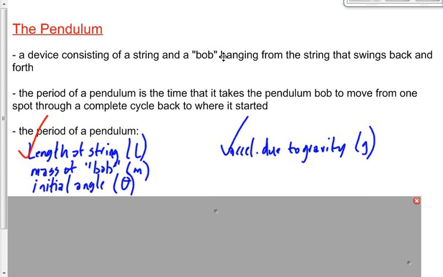Why not? Boy, it seems so logical. That seemed like the obvious one that would have an effect. But yet it doesn't have an effect. Javi, why doesn't it have an effect? Yeah, it's exactly right.